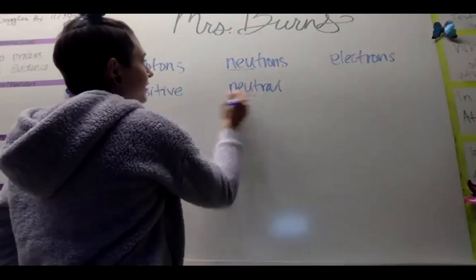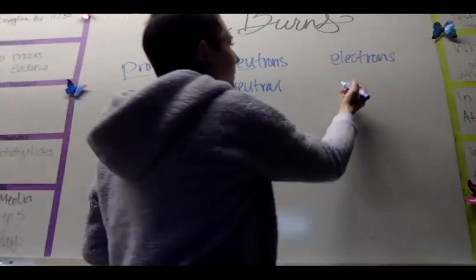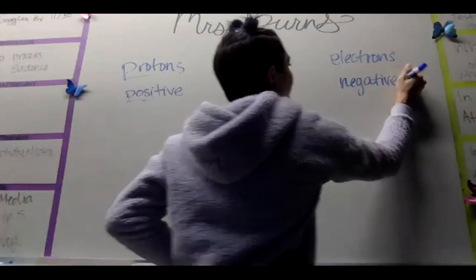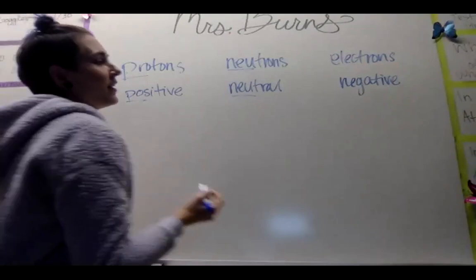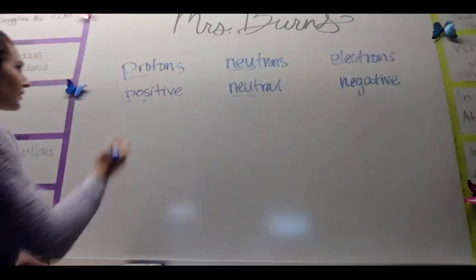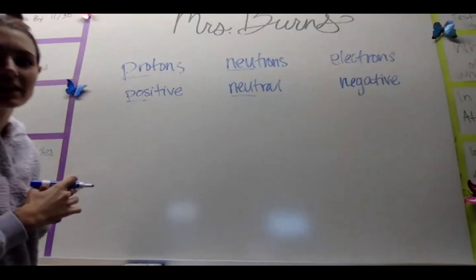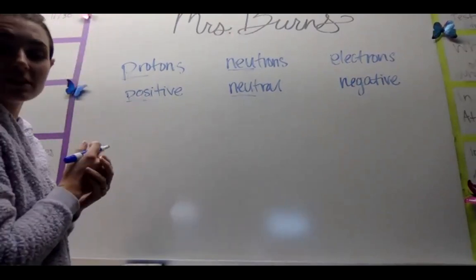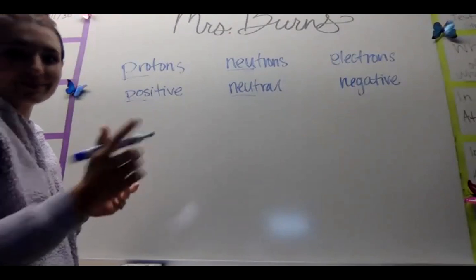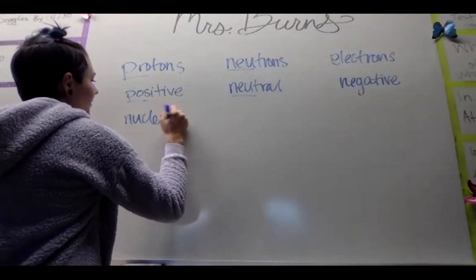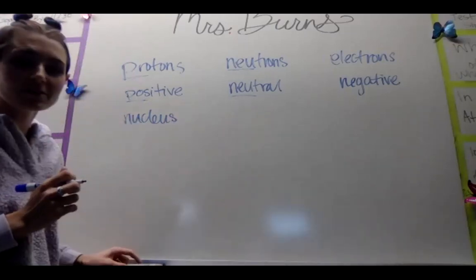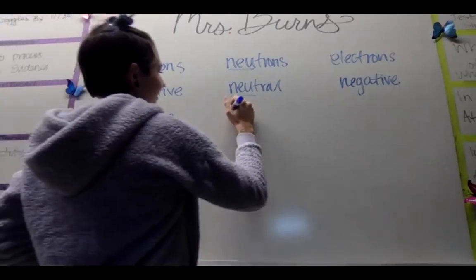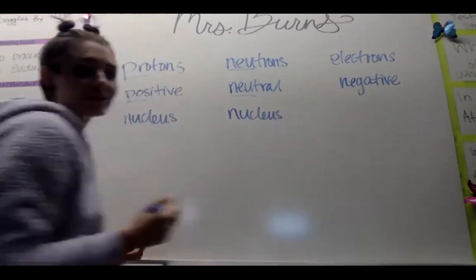So neutrons are neutral, protons are positive, and electrons are negative. The easiest way that I remember it is neutrons are neutral. Before I spoil the next part, where are protons found in an atom? In the middle. Do we remember what the middle is called? Nucleus. Protons are found in the nucleus. Where are neutrons found? They're also in the nucleus. And then where are electrons found?